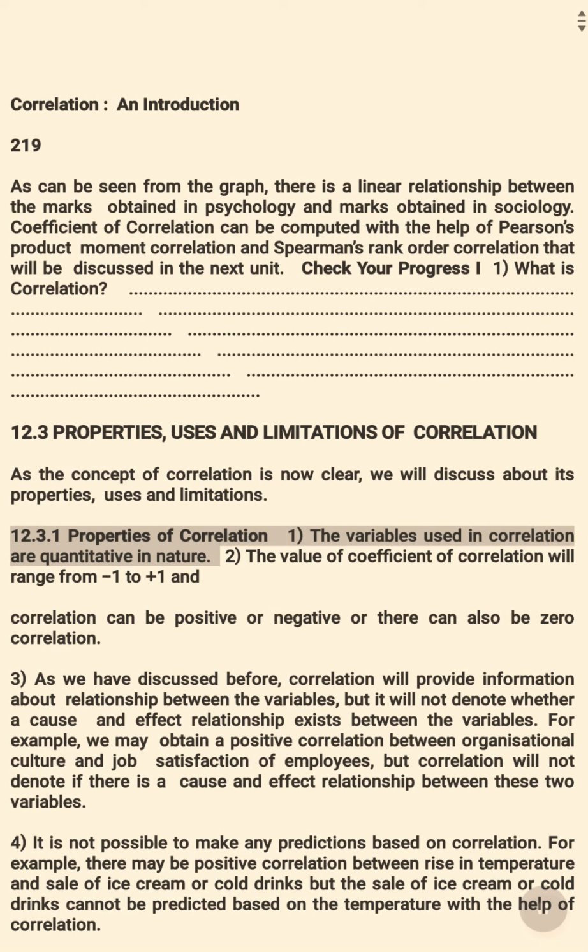12.3.1 Properties of correlation. 1. The variables used in correlation are quantitative in nature. 2. The value of coefficient of correlation will range from -1 to +1. Correlation can be positive or negative, or there can also be zero correlation.